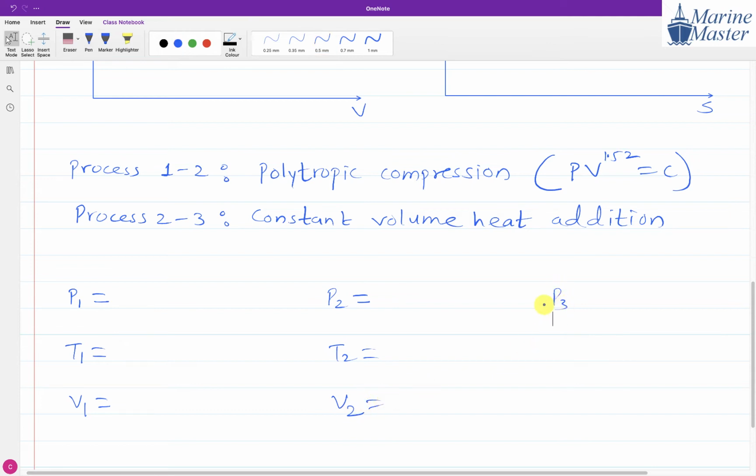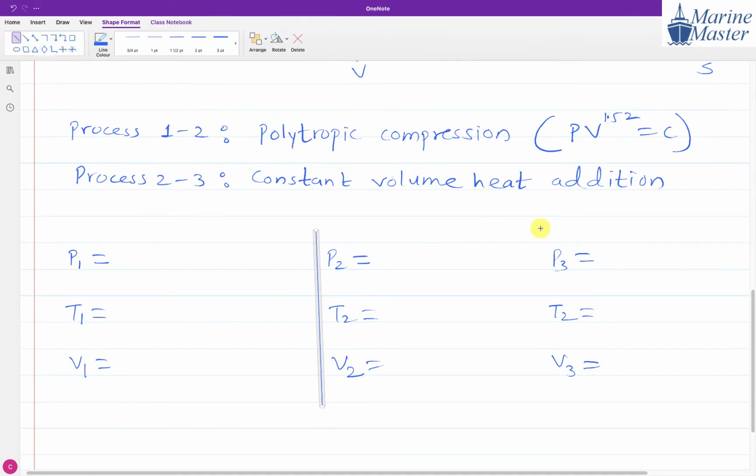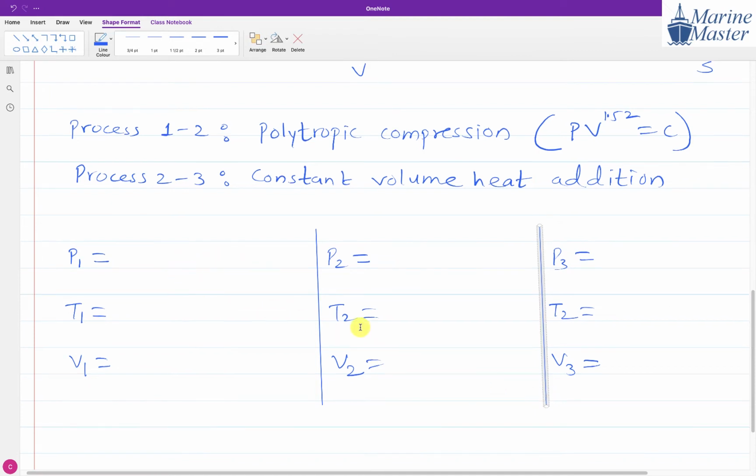If we have 4 points, then we will write down 4 points. But here we have only 2 processes, so we have P3, T3, and V3. In this way, if you observe the things carefully, we are going to form a table.